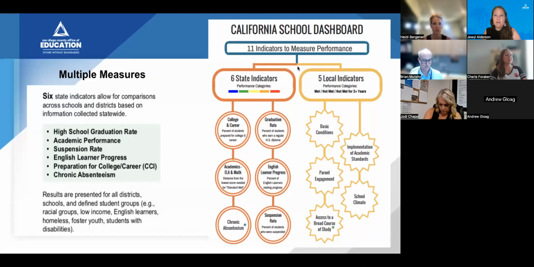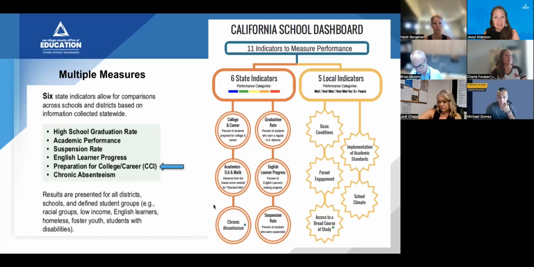All right, so what we know is that the dashboard measures a ton of different areas, right? It's college and career, graduation, English learner progress, academics, chronic absenteeism, suspension rate, and depending on grade level, you may have different groups of these for your school, your district, your organization. And then you also have some local indicators where it's self-reported. And today, though, we are going to be focused just on the CCI because that is where CTE lives.